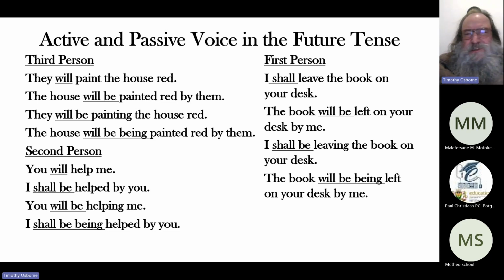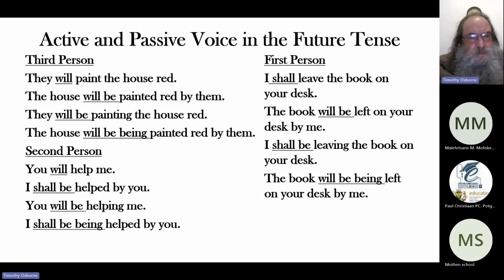Doesn't that sound absolutely horrible? But it is grammatically correct. So when you come across sentences like that, that is why very often the passive voice is an inappropriate thing to use. It becomes horribly cumbersome. Most of the time, you'll be sticking to the active voice.